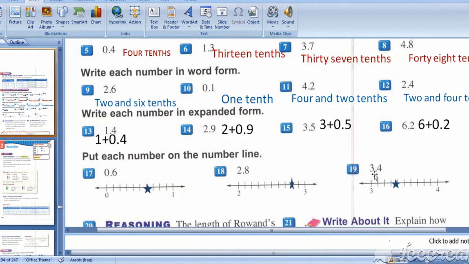And at number 19 we have 3.4, so it's after 3 and before 4. So count 4 places, 1, 2, 3, 4. This place is the place of 3.4.